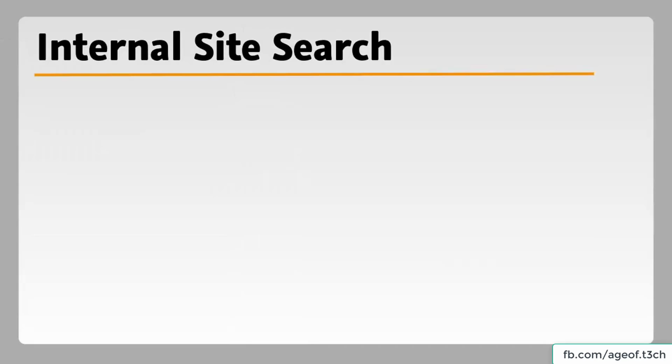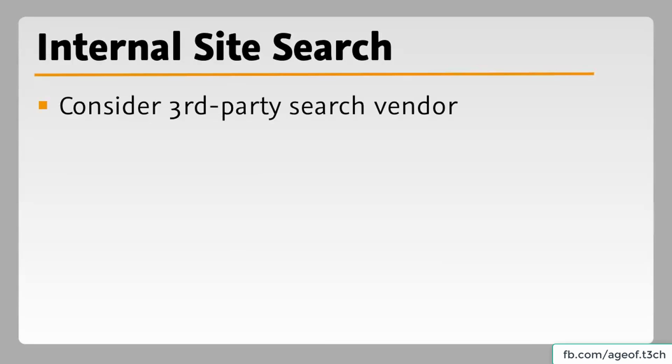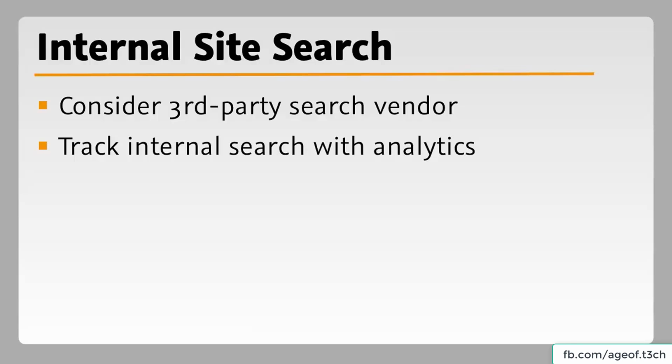So for your internal site search, if you're an e-commerce website or if you have a lot of content on your site, you may want to consider a third-party search vendor, but you definitely want to track your internal site search with analytics. That way you can see the searches that people are doing and what happens to them afterwards. Find out the predominant words that are being searched on in your internal site search, and then go search on them yourself so that you can see what the user sees and make a good judgment if those are good search results or bad search results.